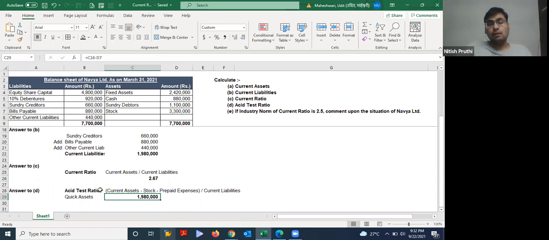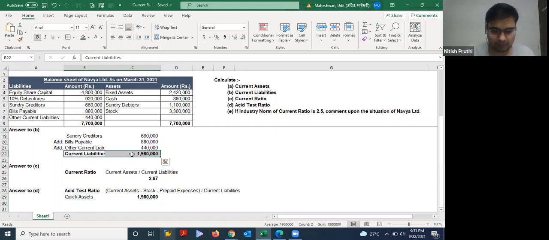So what does quick assets represent? Quick assets represent those assets which can be most easily converted into cash. So let's say if I have a stock of raw material, finished goods. If it is raw material, then it will take time to convert into finished goods, and then it will be sold, and then it will be converted into debtors, then debtors will be realized. Similarly, in case of finished goods, you cannot predict when it will be sold and when debtors will be realized. So generally, stock is excluded because it is not easily convertible into cash as compared to other current assets.